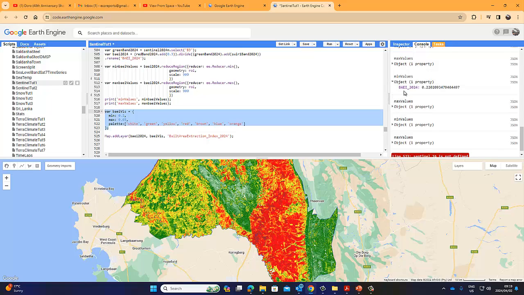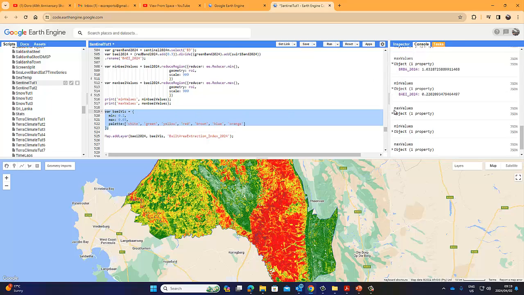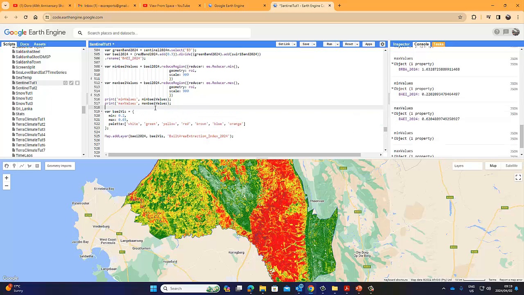B, yeah, that's the minimum value, 0.22. You can see there's 0.2. And the maximum value is 0.6, just to confirm. Remember, it's based on the scale of 900.